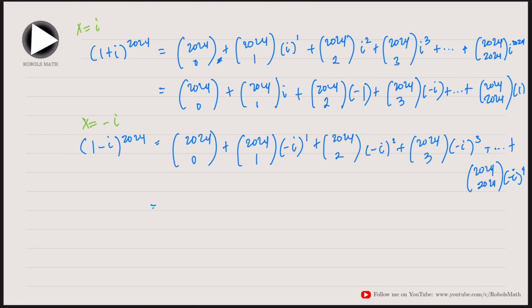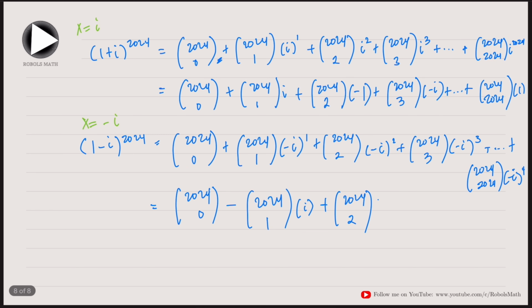If we expand this, if we rewrite the powers to remove the negative sign and simplify the terms as well, we will get 2024 taken 0 plus, this will be -i to the 1, so that's just -i. So we can write that as -2024 taken 1 times i plus 2024 taken 2 times -i squared, which is just (-1) squared times i squared, so that's -1.